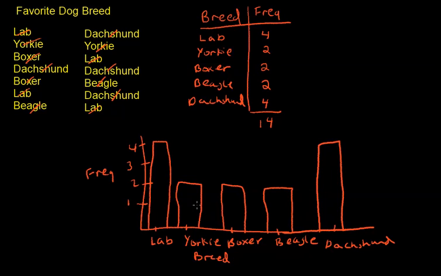Each bar is completely separate from the other bar. So there should be a gap between each of the bars, and that's basically the difference between a bar graph and a histogram, at least in how they appear. Okay, so this is a bar graph.